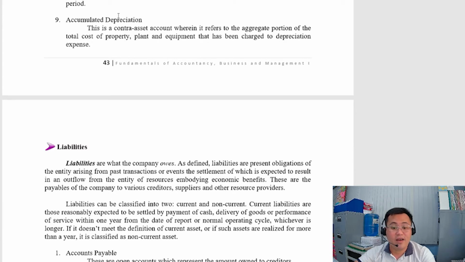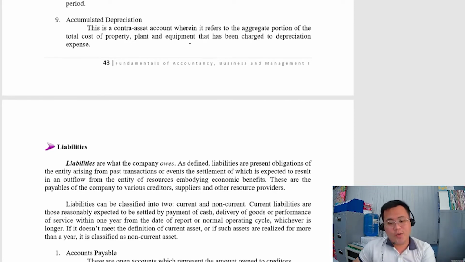These are the payables of the company to various creditors, suppliers, and other resource providers. So if you are the business owners, usually we are the debtors and the creditors are our suppliers, lending institutions, banks, financial institutions, or our resource providers. This is the time that we become debtors. And our creditors are various creditors such as suppliers, our banks, or financial institutions.